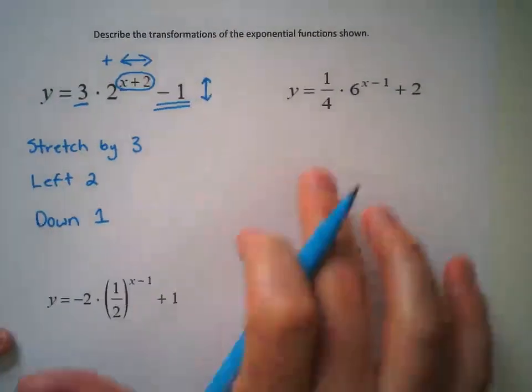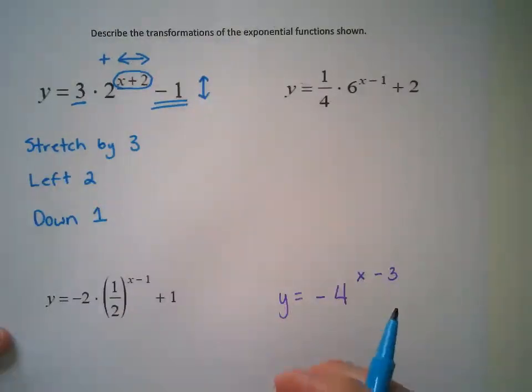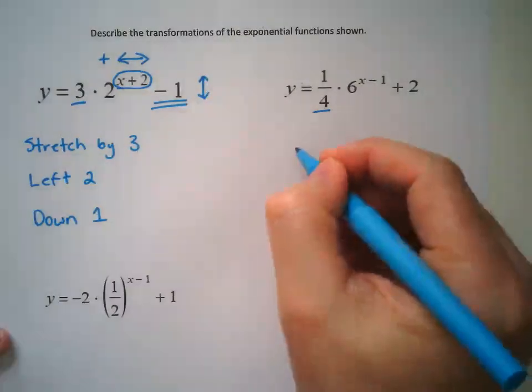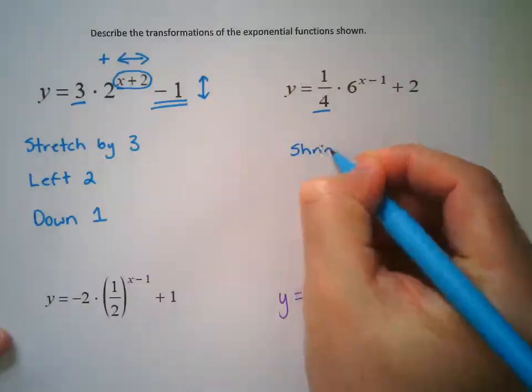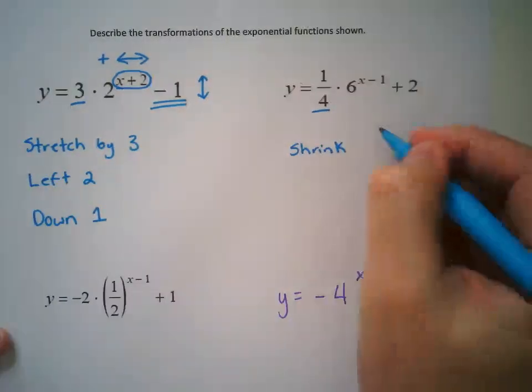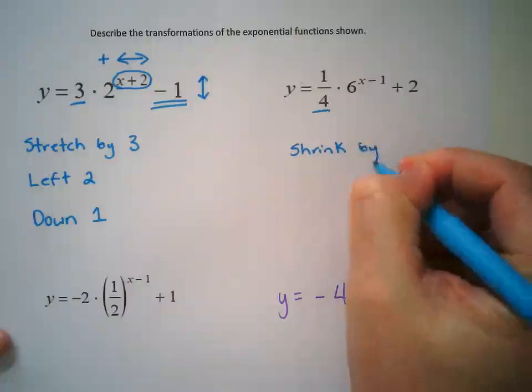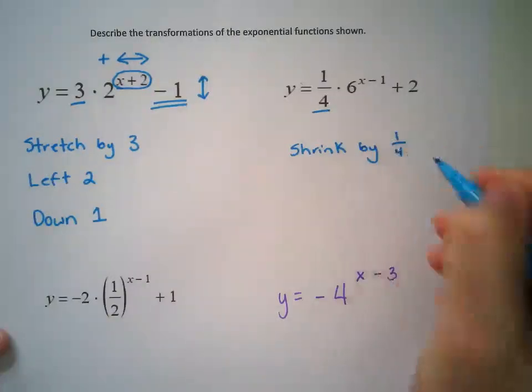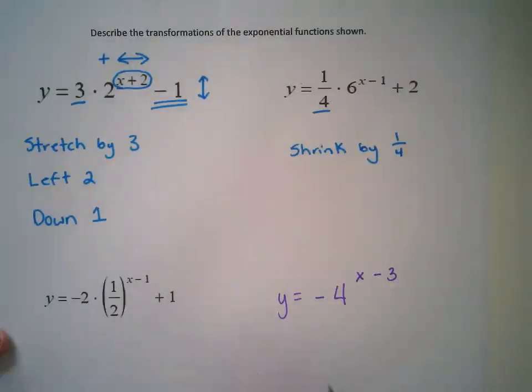For the second one here, again, we're going to look at that first number, and that's a fraction. It's 1 over 4. So instead of a stretch, we're actually going to have a shrink here because it is less than 1. It's a shrink by 1/4. Because it's less than 1 but greater than 0, so we're looking for a fraction there, it's a shrink by 1/4. All right?